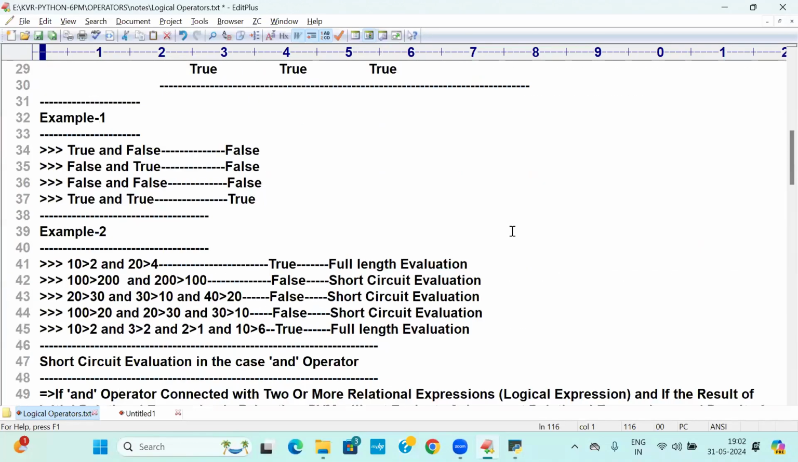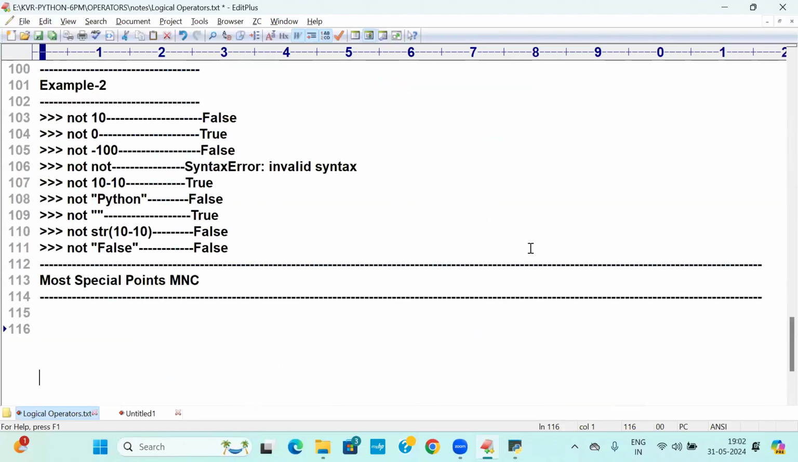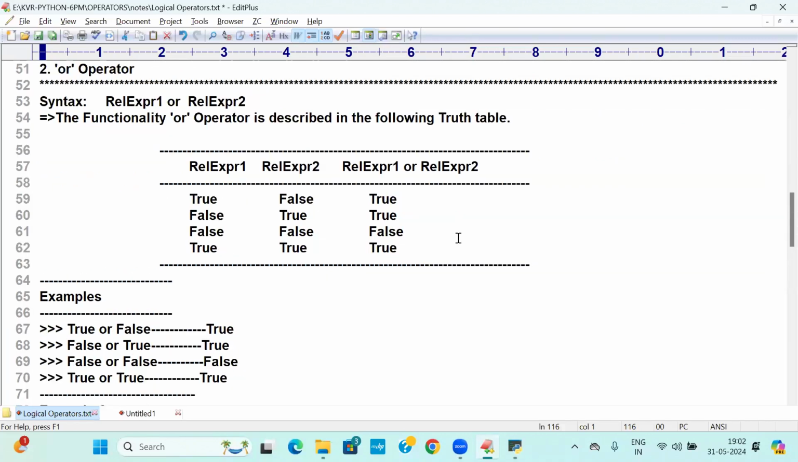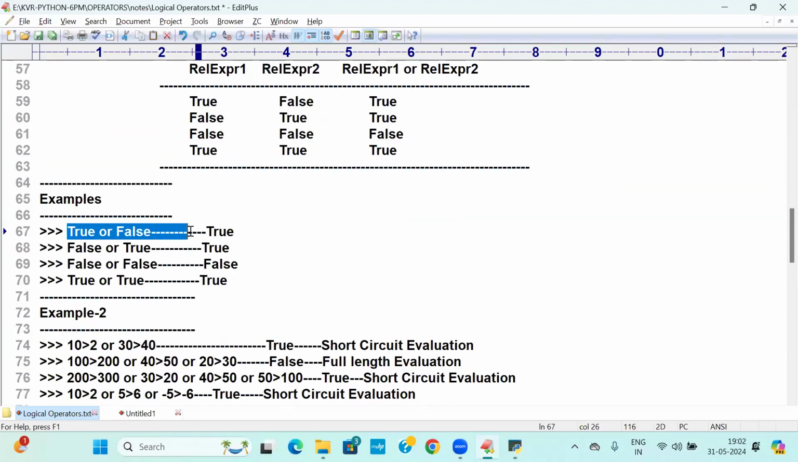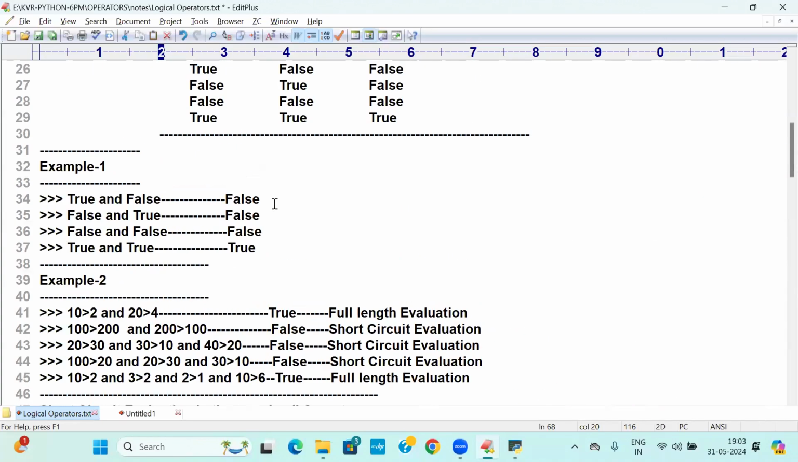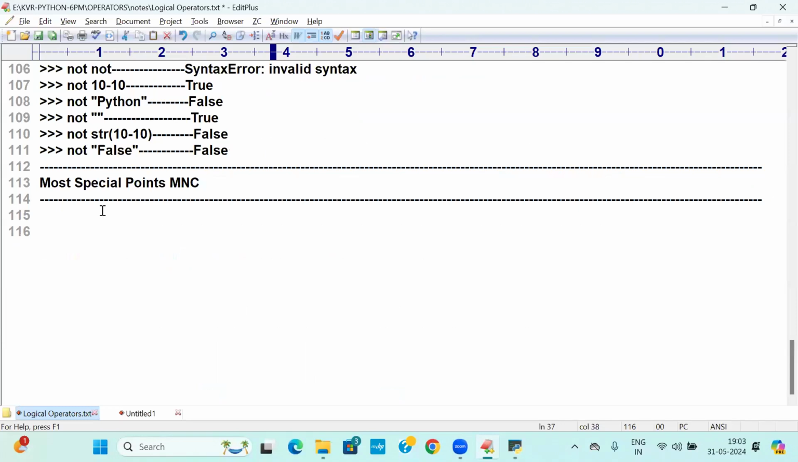Let us revise once. What I am saying, just a hint I am giving before directly asking. True and false, false and true, false and false, true and true. Okay now? I gave some examples also just now. Now I am taking the first part of the examples.